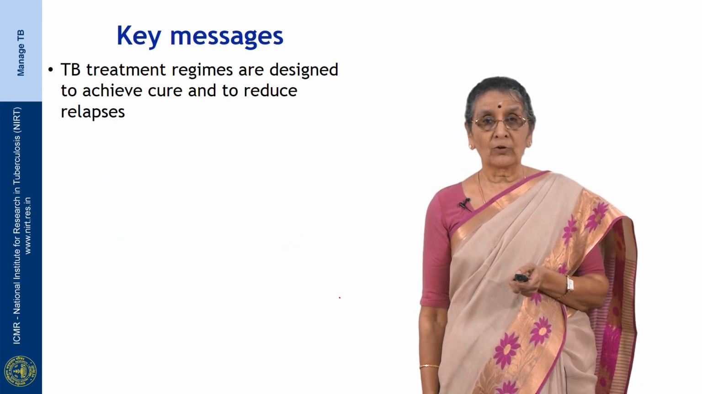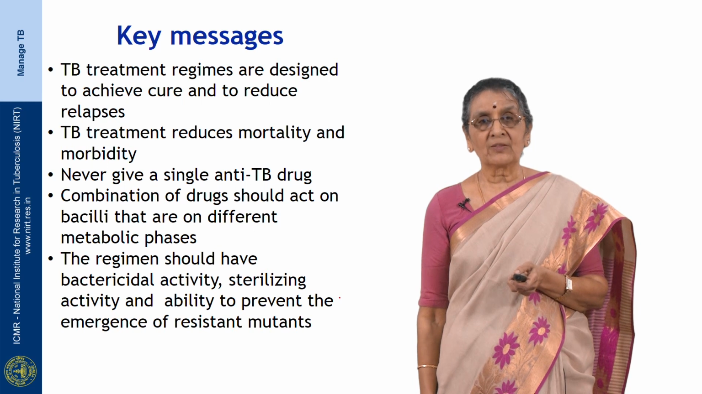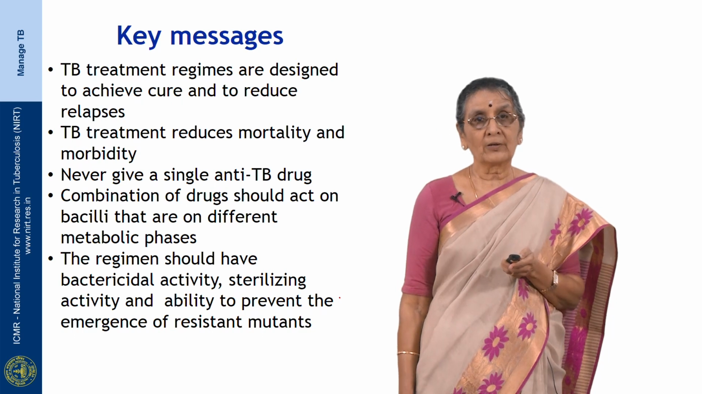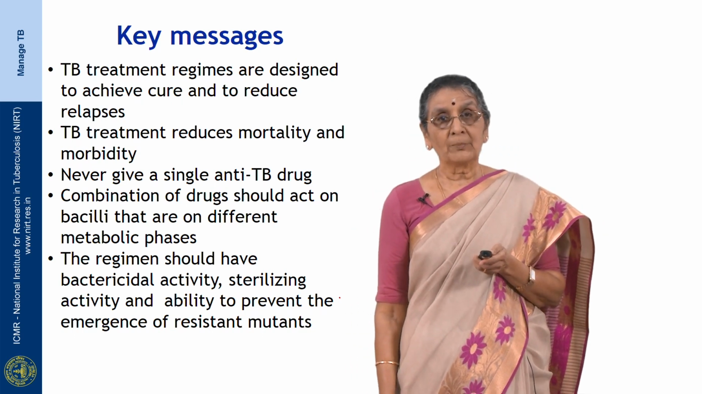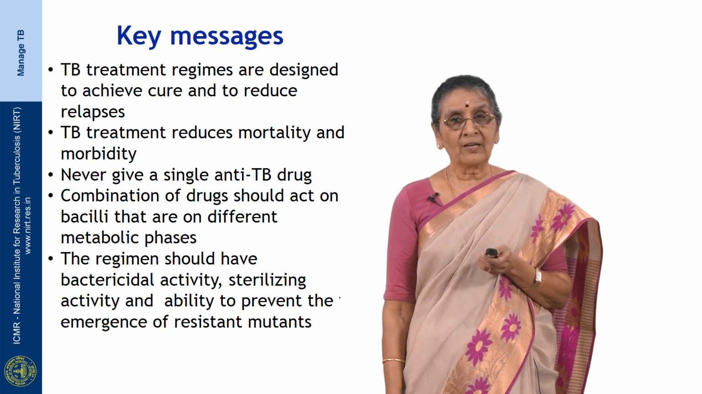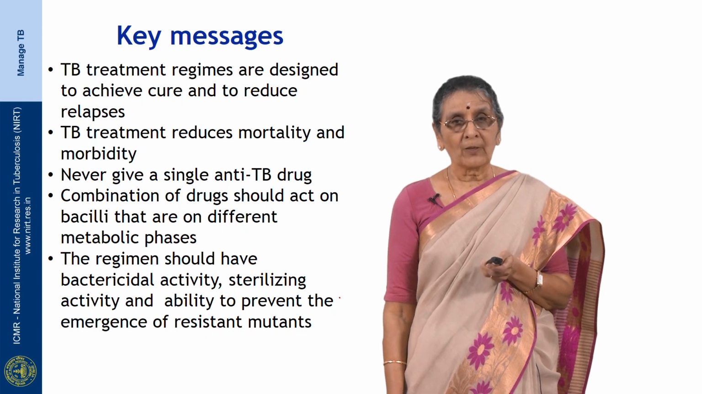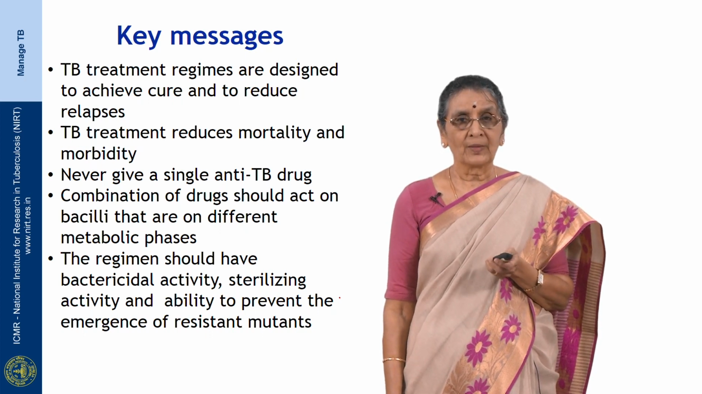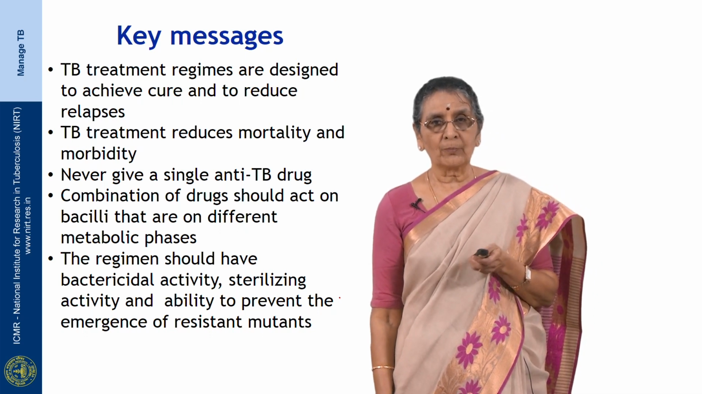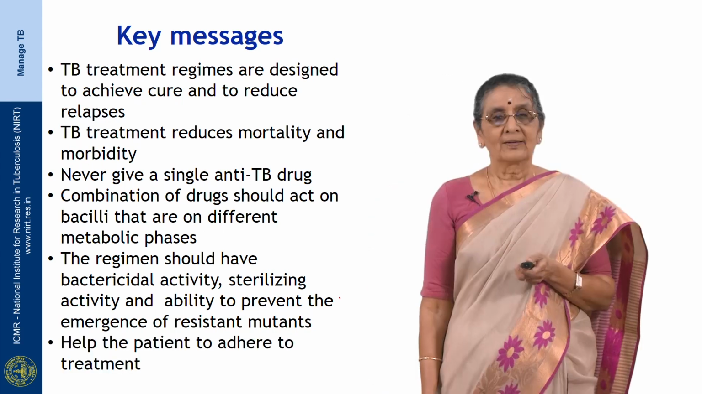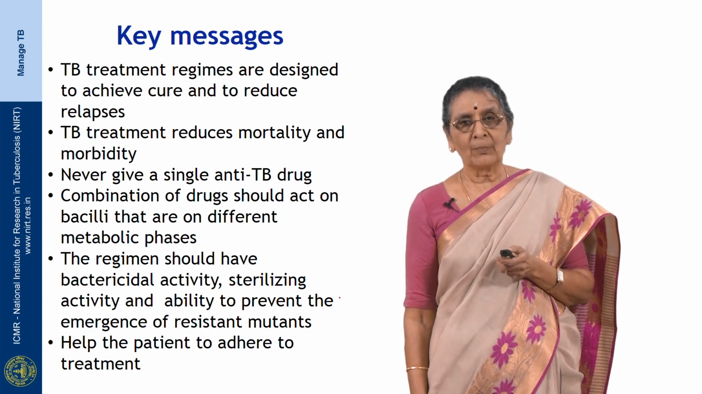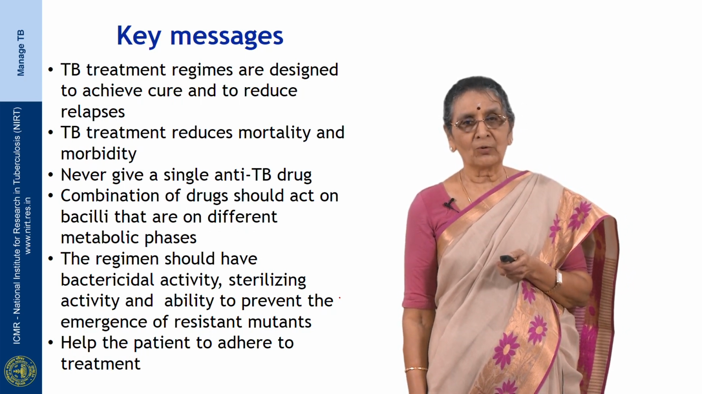To conclude my talk, I would like to tell these key messages. 1. TB treatment regimens are designed to achieve cure and to reduce relapses. TB treatment reduces mortality and morbidity. The dictum is never ever give a single anti-TB drug or never add a single drug to a failing regimen. Always a combination of drugs should be given that act on different bacillary population that was described to you earlier. The regimen prescribed should have bactericidal activity, sterilizing activity, and ability to prevent emergence of resistant mutants.